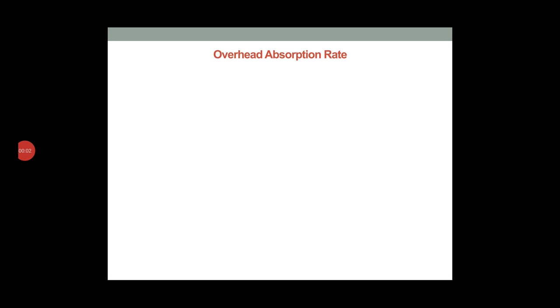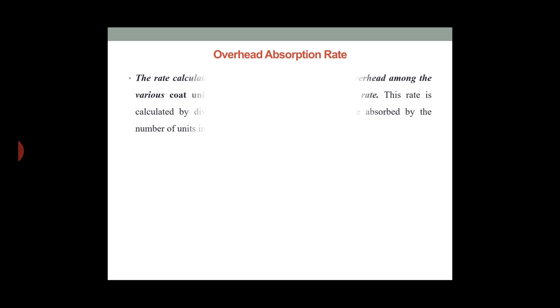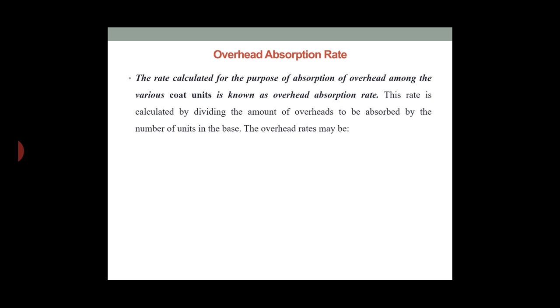Dear students, next topic: overhead absorption rate. The rate calculated for the purpose of absorption of overhead among the various cost units is known as overhead absorption rate. This rate is calculated by dividing the amount of overhead to be absorbed by the number of units in the base.